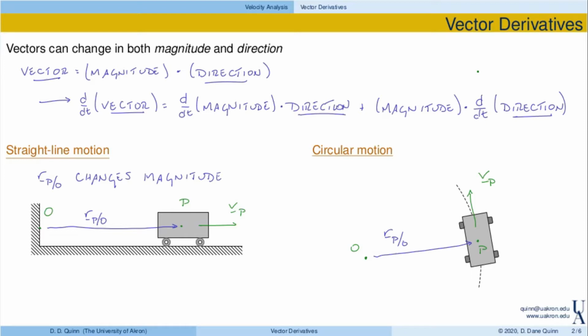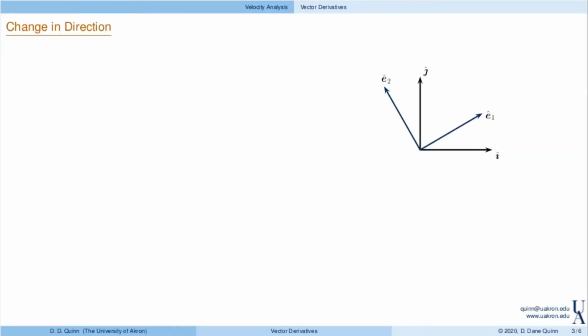Of course, vectors can change both magnitude and direction simultaneously, so there might be some combination of changing magnitude and changing direction. Now, when we talk about changing magnitude, that's pretty common because magnitude is a scalar, and we know how to take derivatives of scalar quantities. However, we need to know how to also take derivatives of directions, right? So how do we deal with change in direction?